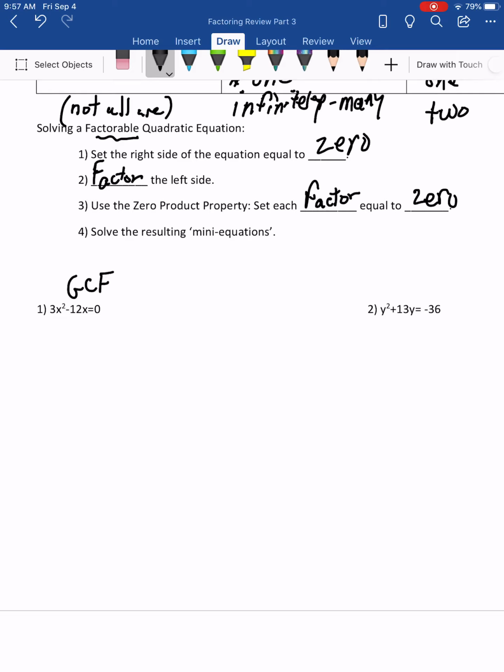And that GCF is 3x. So we're going to factor. This is going to be 3x times x minus 4 equals 0. All right, so we set the right side of the equation equals 0. We factored the left side. Now we're going to use the zero product property. So we're going to set each factor equal to 0.